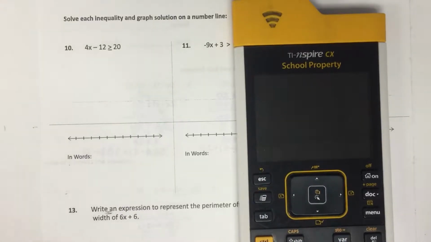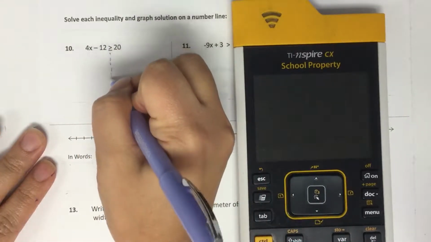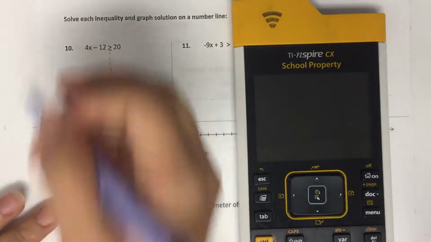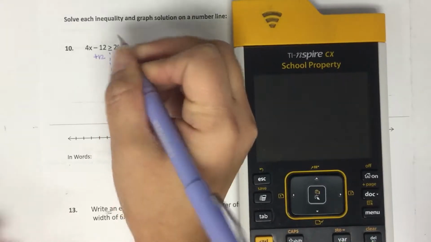Hey, so in this video, we're going to take a look at questions 10, 11, and 12. So we're still solving, but now instead of solving an equation, we're looking at solving an inequality. The rules are still the same. I'm still going to use inverse operations. I want to move my negative 12, so the inverse would be to add 12 to both sides.